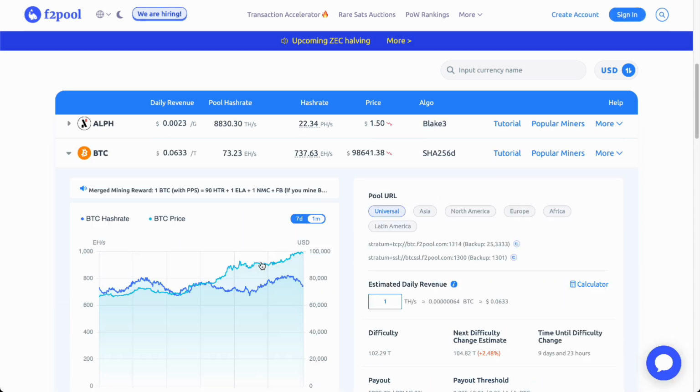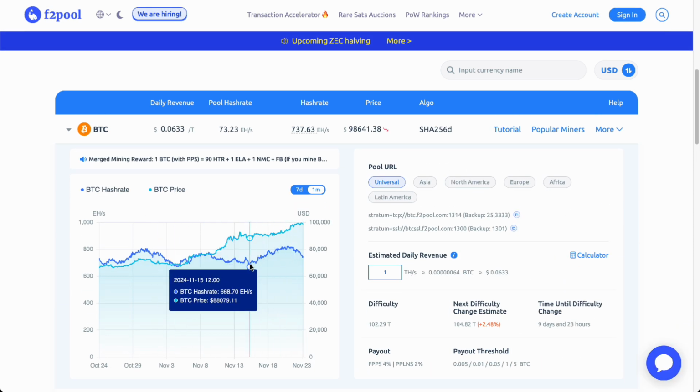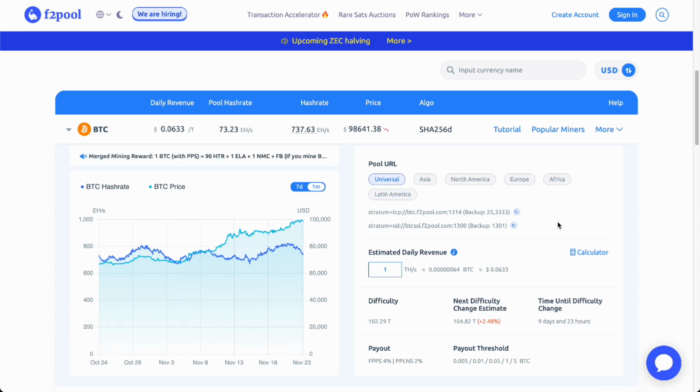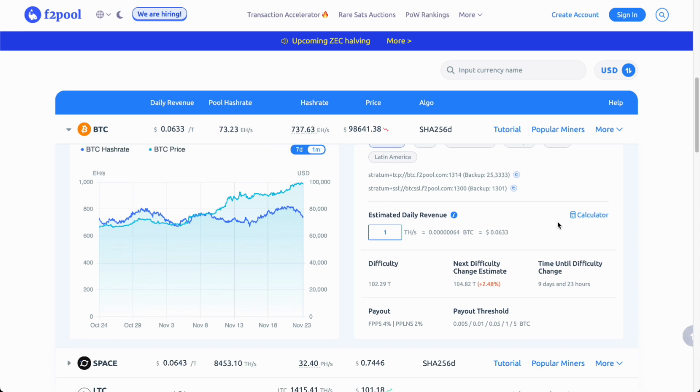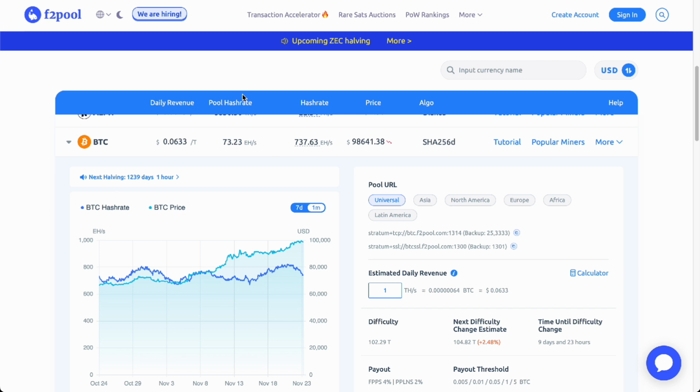So as you can see right here, the Bitcoin hash rate is going up steadily, but it's not keeping up with the Bitcoin price. As you can see right here, there's going to be a pool URL for the actual mining pool, and then you're just going to need the mining software to hold it out with the hash rate right here. So there you go, guys. That is how you basically mine for crypto in the cryptocurrency world.